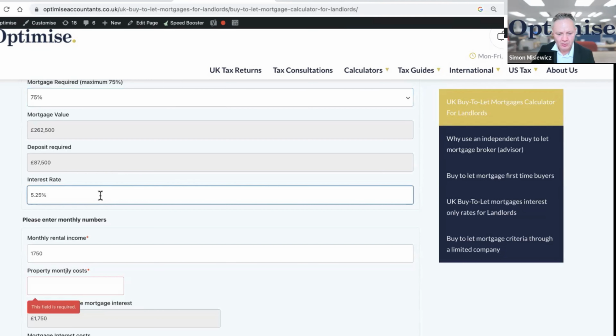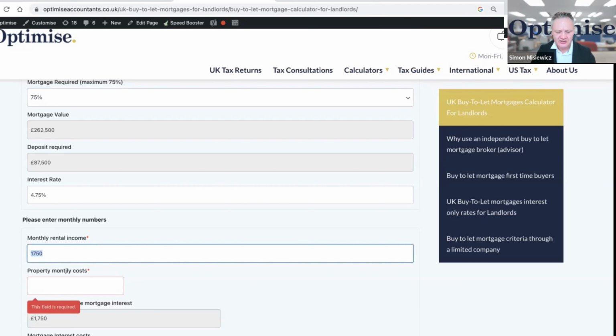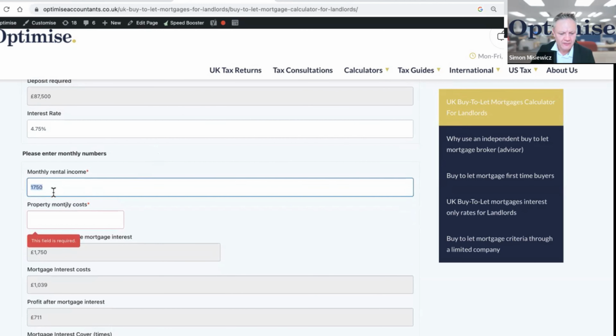And I put in a mortgage interest rate of 5.25%, but let's imagine that it's something like 4.75%. You might have got a good deal. We know that mortgage interest rates are increasing, especially if you're refinancing your property. This is really a good tool to help you understand how much more you'll be paying. So let's go for an example then. So we've got monthly rental income of, let's say, £1,750. I think I put that in, but we could put in a monthly cost of £250.